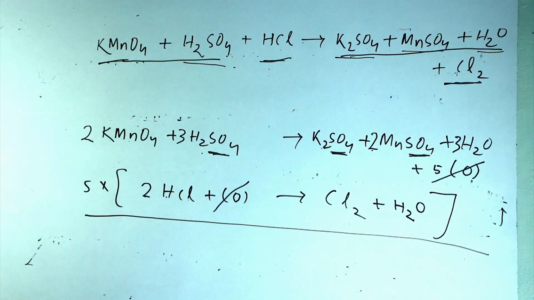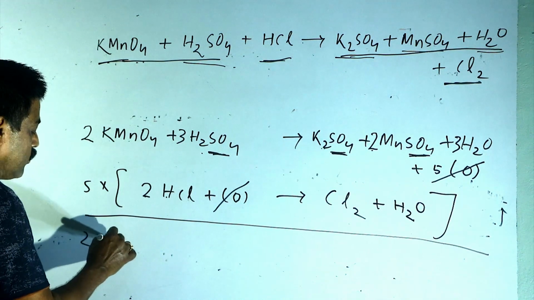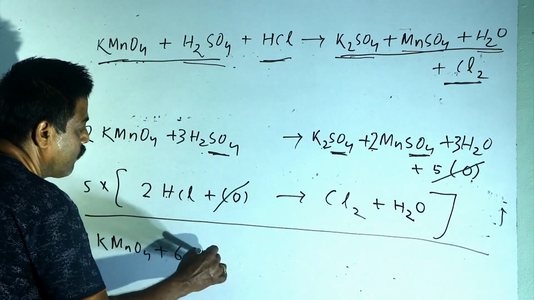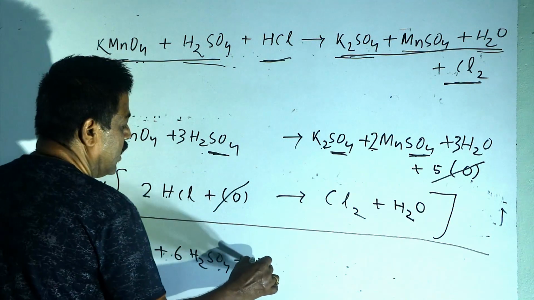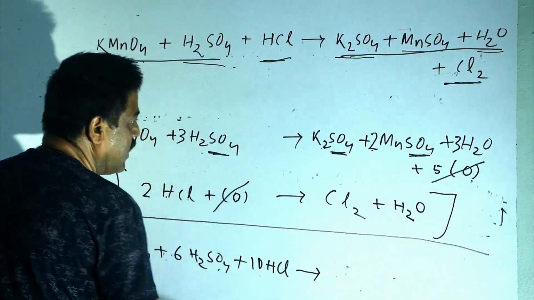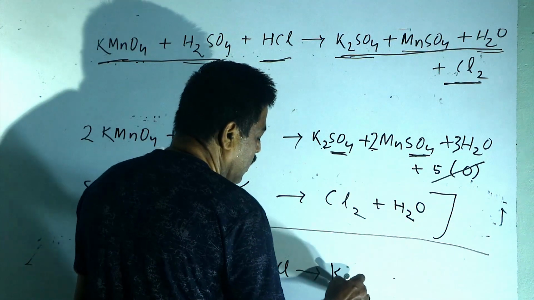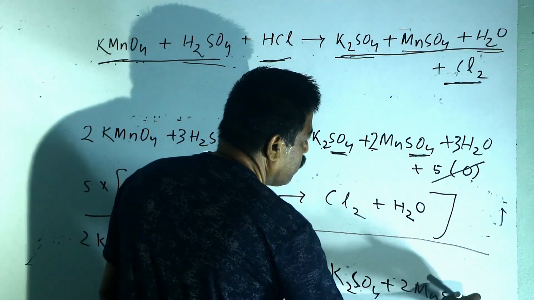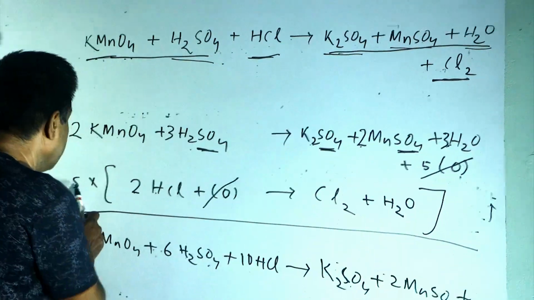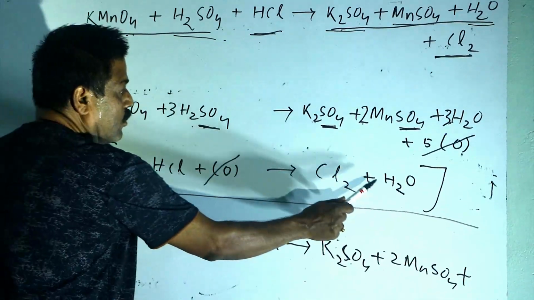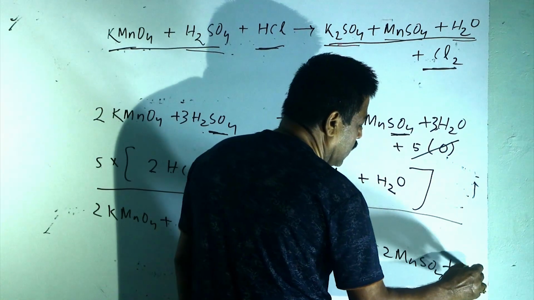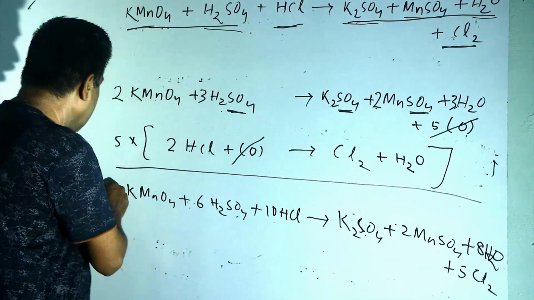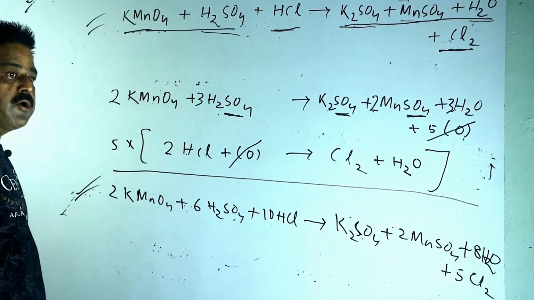Then I am going to write 2 KMnO4 plus 6 H2SO4 plus 10 HCl in the left hand side, and in the right hand side we get K2SO4 plus 2 MnSO4 plus 3 water. Here in the second part equation, 5 water will be added. Here will be 8 water molecules and then 5 Cl2. This is the correct balanced equation for this skeletal form.